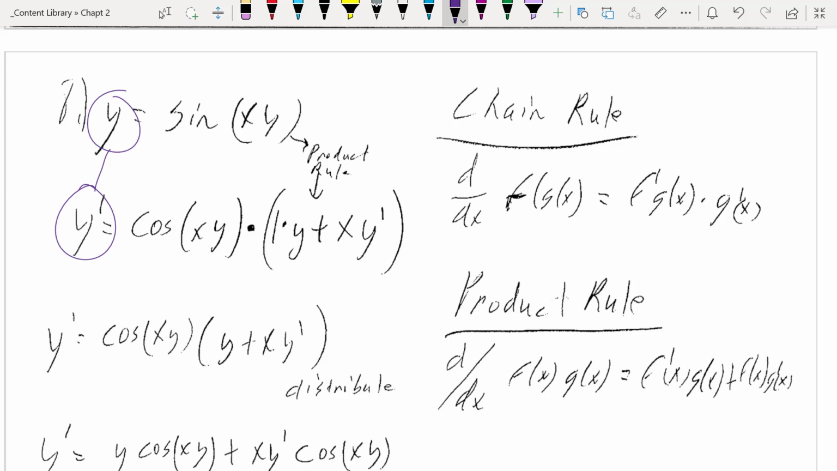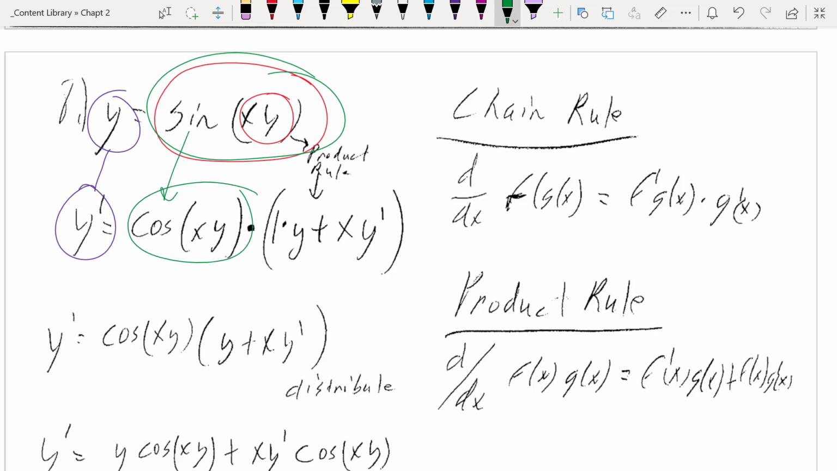So now I have to use the chain rule combined with the product rule. Because you're going to notice I've got the outer equation, and then I've got the inner equation. And that inner equation is an equation times an equation, which means I have to use the product rule. When I take the derivative of this outer equation right here, the sine of xy, the derivative of the sine is just going to be the cosine, so I've got the cosine of xy.